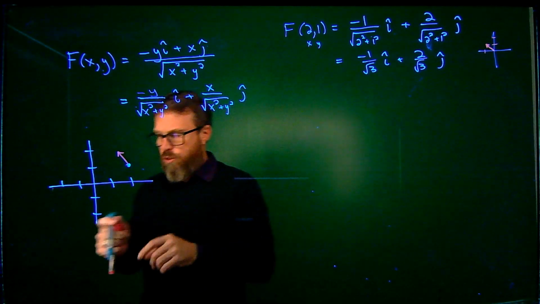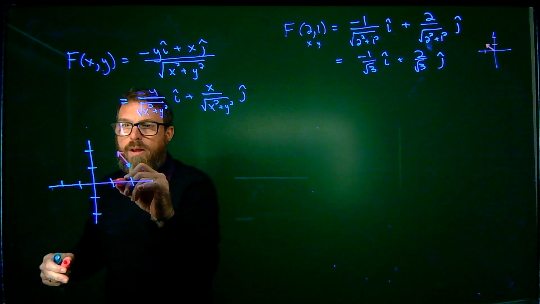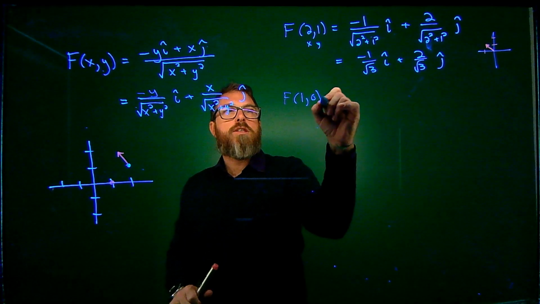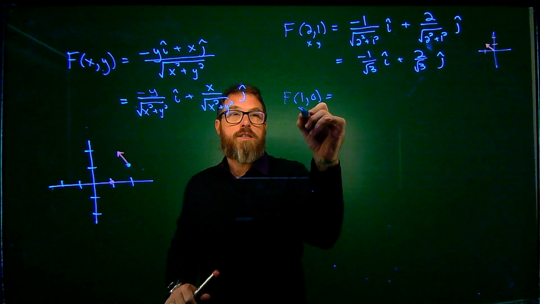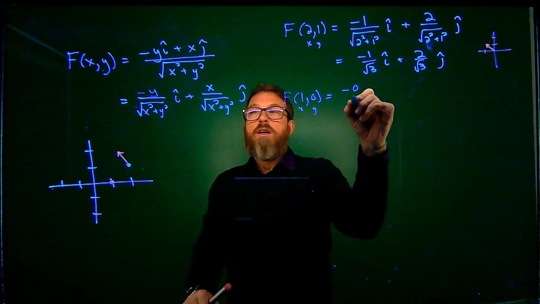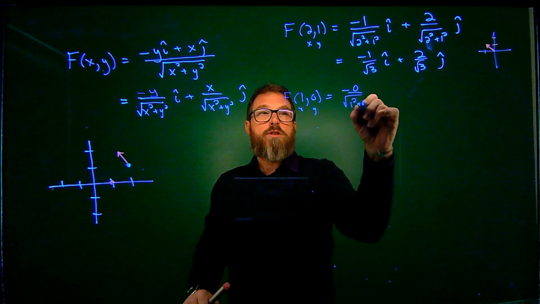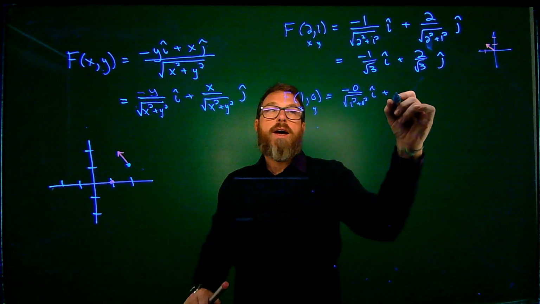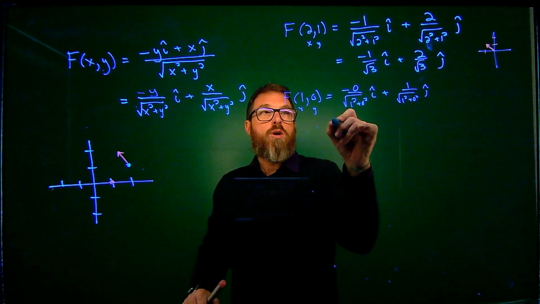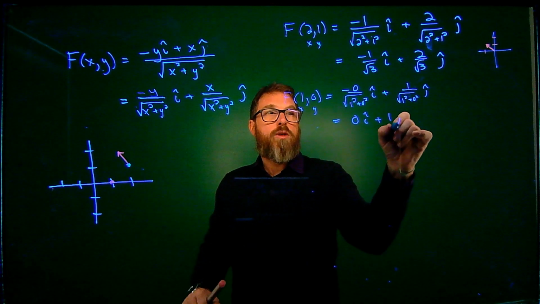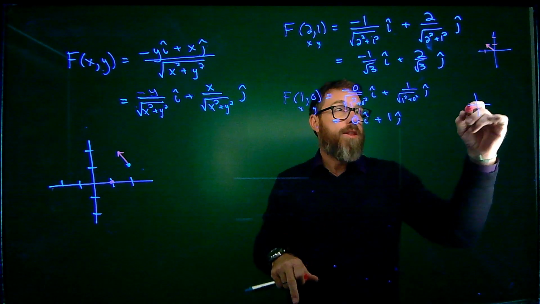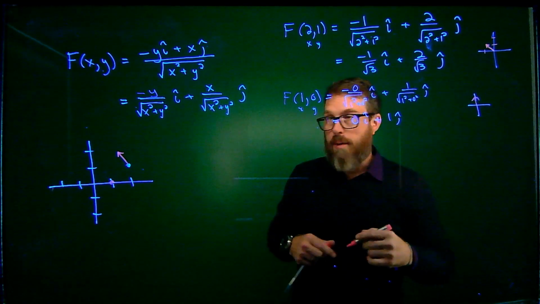Now let's try here. How about this one? What about that? 1 comma 0. Well, f of 1 comma 0 is going to be equal to, remember again, this is x, this is y, so that's what we're plugging into this. So this is going to be minus 0 over the square root of 1 squared plus 0 squared i, plus x, which is 1 over the square root of 1 squared plus 0 squared j. So this is going to be 0i plus 1j simplified. So in standard form, this is only going to go in the unit vector up.